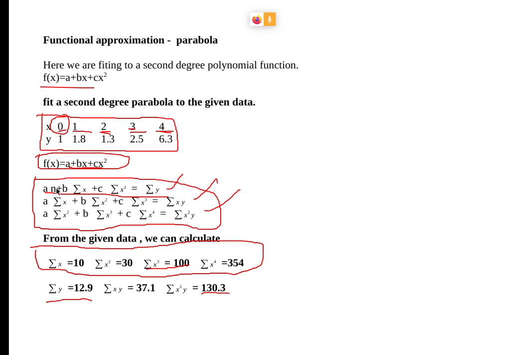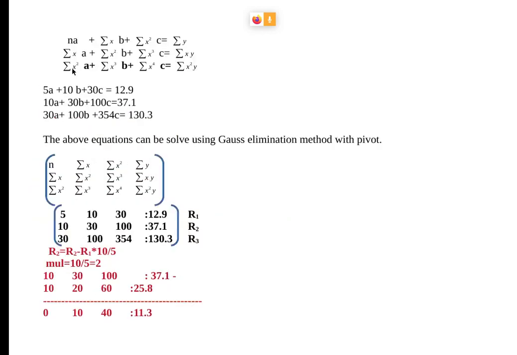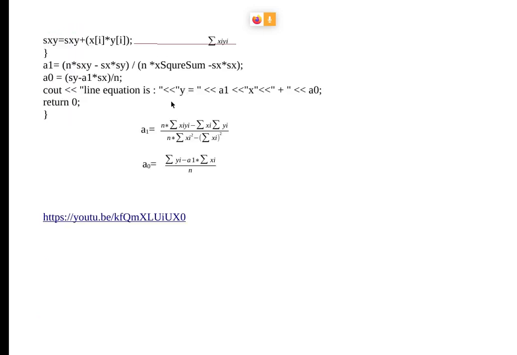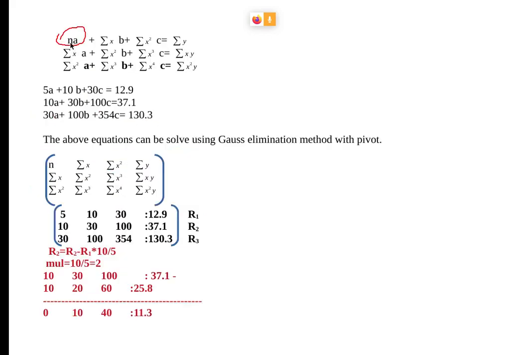Now we have got all the values, sigma x, sigma y, etc. We have found these things. Then we can substitute these values in this equation. Here n is the number of data points. Here we have 5 data points. So n is 5.